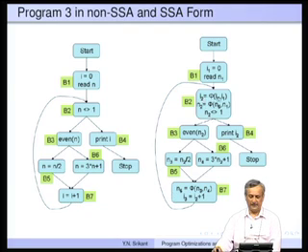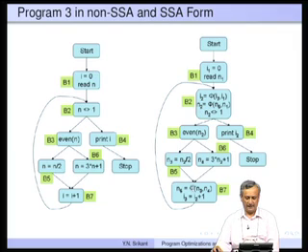So, for example, here the value of I can come from here or from this I 3. So, that is why there is a phi function here. Similarly, the value of n can come from here or it can come from this n 5, n 6.